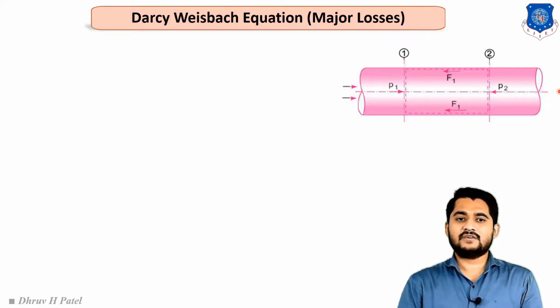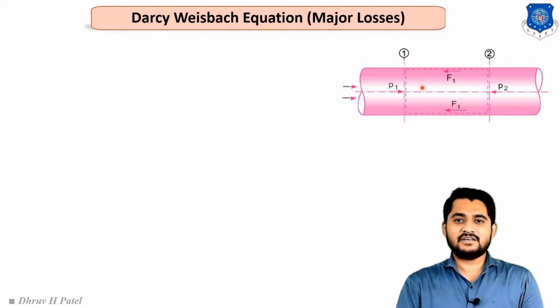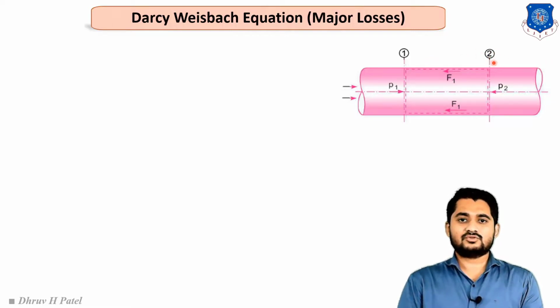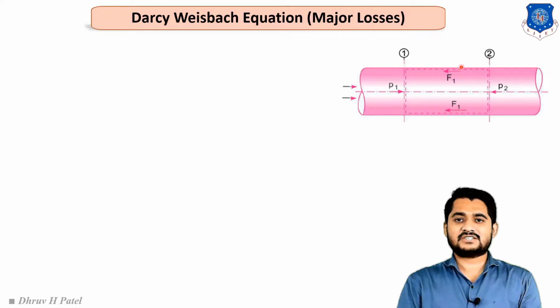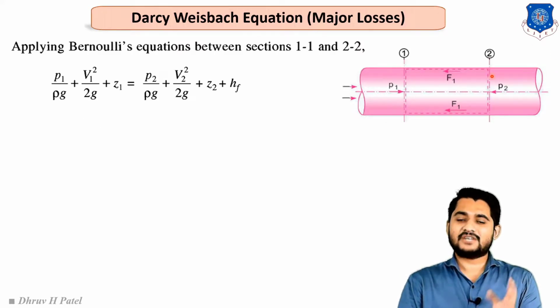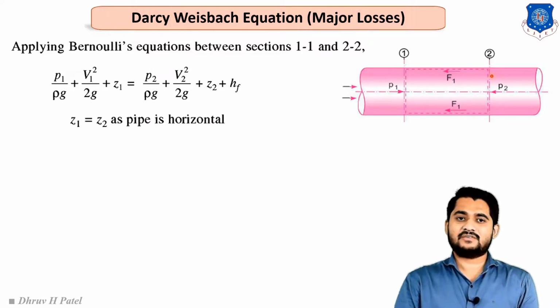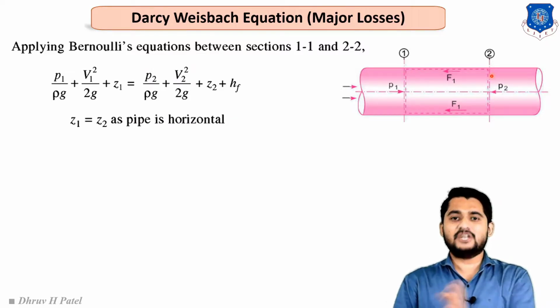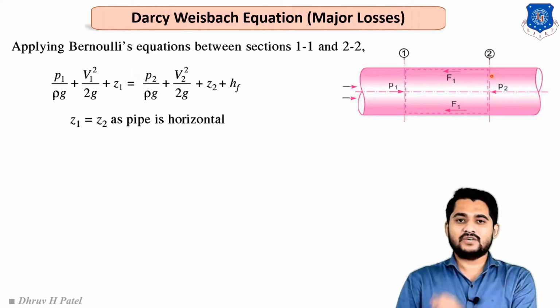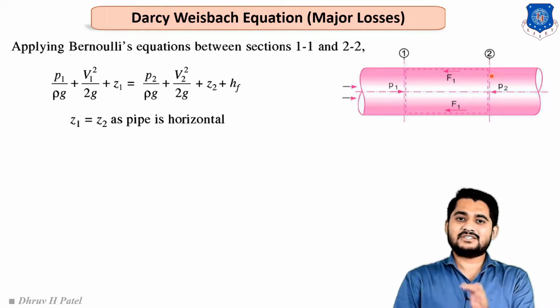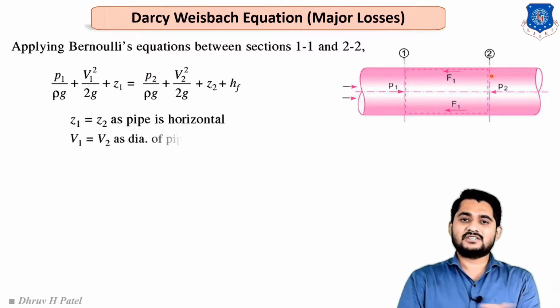So first of all, we have to take one pipe with the diameter D and uniform length L. In this pipe, one cross section is 1 and the second cross section is 2. So let us first apply the Bernoulli equation for cross section 1 and cross section 2. After applying the Bernoulli equation between the two cross sections, we can say that Z1 is equal to Z2 because our pipe is horizontal. So here we can cancel out Z1 and Z2 in the above equation, and here D1 is equal to D2, so our area A1 is equal to A2. So we can also write A1 V1 is equal to A2 V2, so V1 is equal to V2.